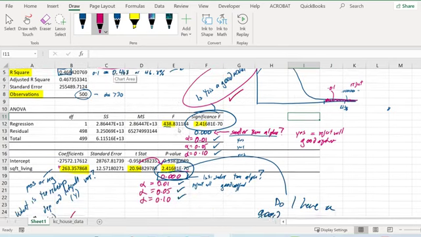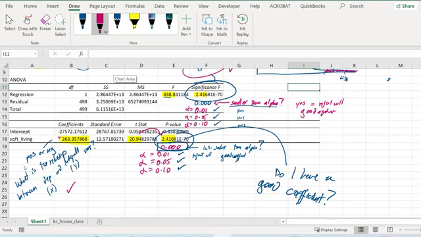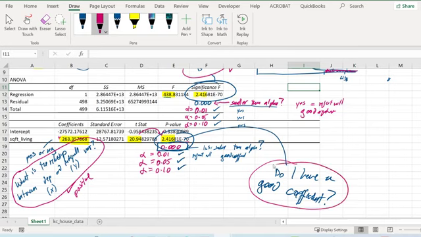Excellent. The next thing I'm going to ask is, what is the relationship between my dependent and independent variable? What is the relationship between my x and my y? In this case, the answer is I have a positive relationship. What does that mean? As x increases, y also increases. Got it.